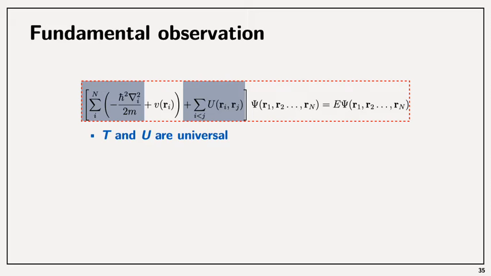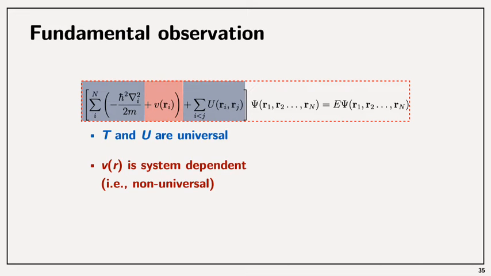On the other hand, the external potential, this one, is system dependent. It is not universal. So if you calculate this equation for gold or for graphene, the blue term will be definitely very different.